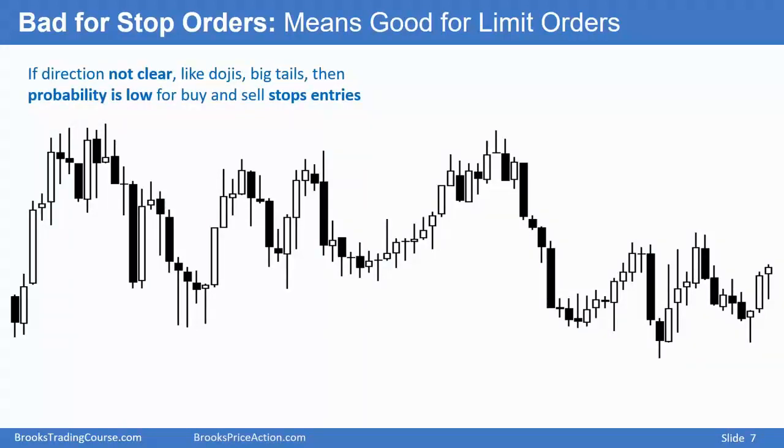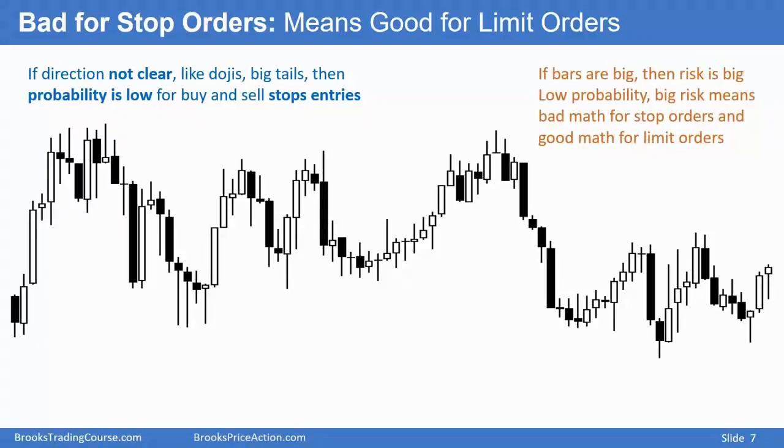Whenever you look at a chart and you're not really clear of the direction, if there are a lot of dojis, a lot of tails, a lot of overlapping bars, a lot of little reversals, the probability is bad for stop order traders. Also, if the bars are big, then the risk is big. Your protective stop is going to be far away.